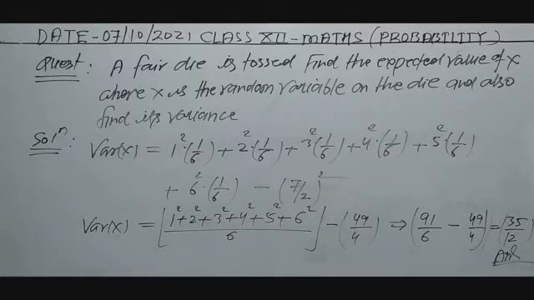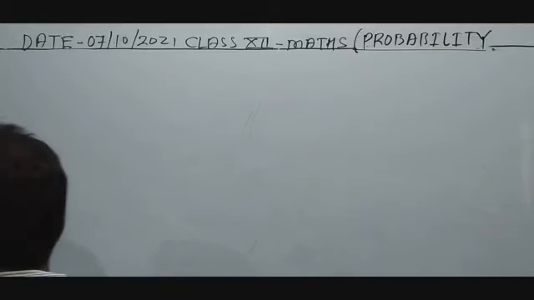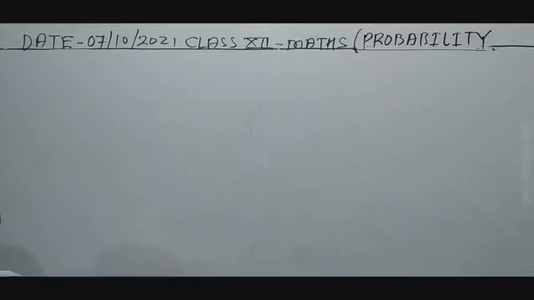Now I will come to the next question. The next question is question number 3. Question number 3 is: a die is thrown thrice.